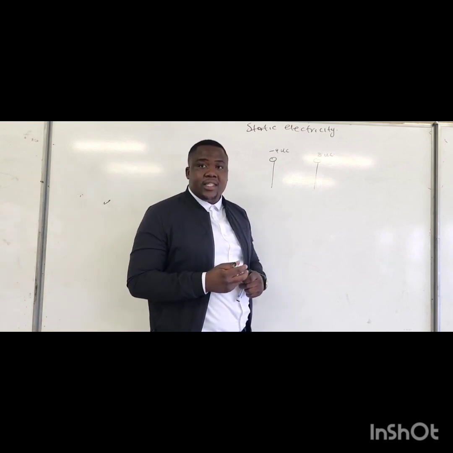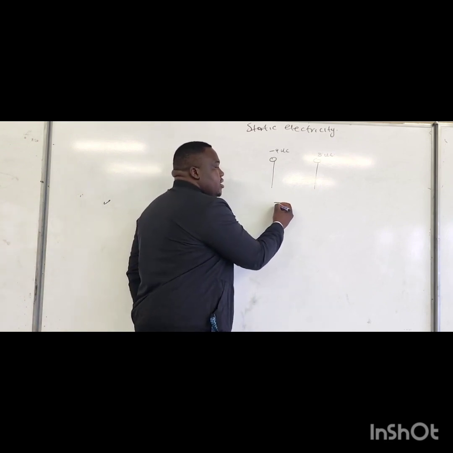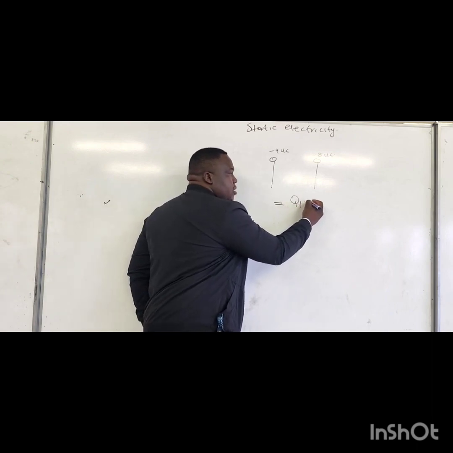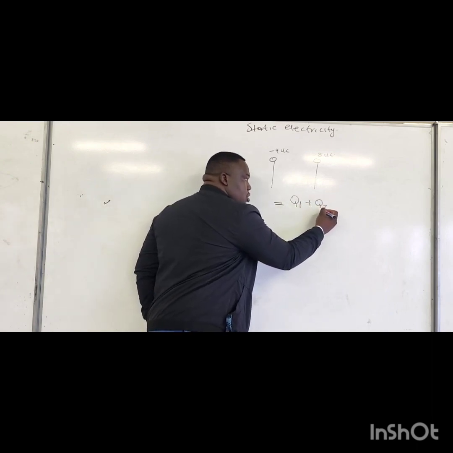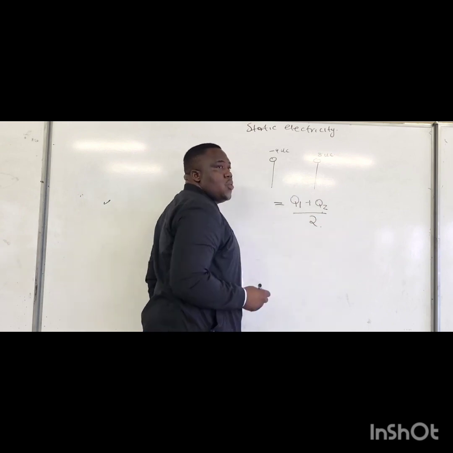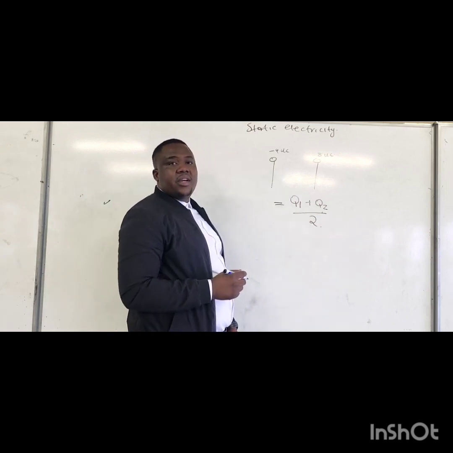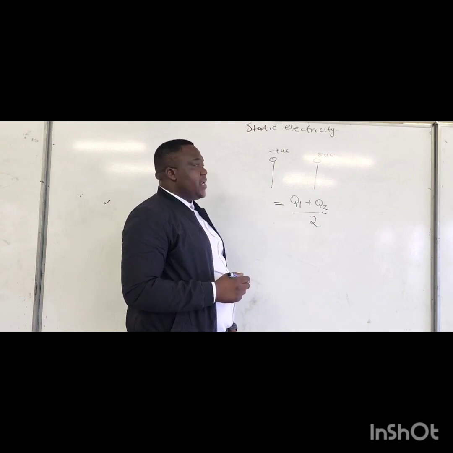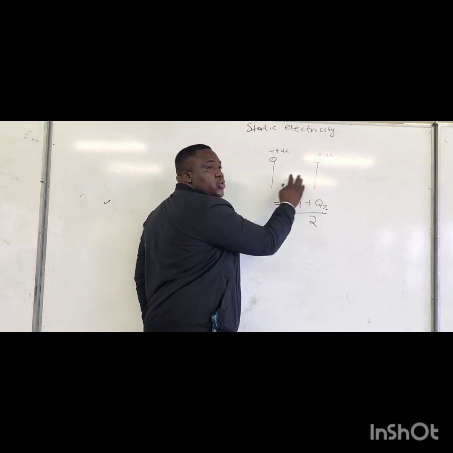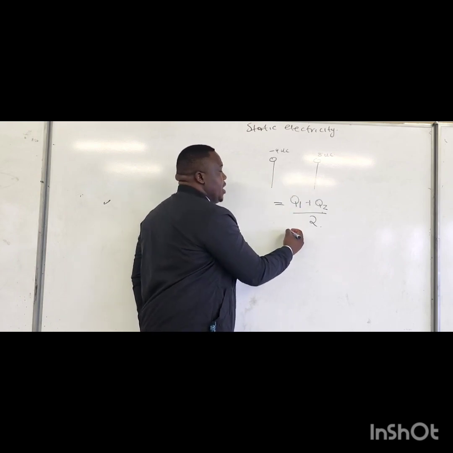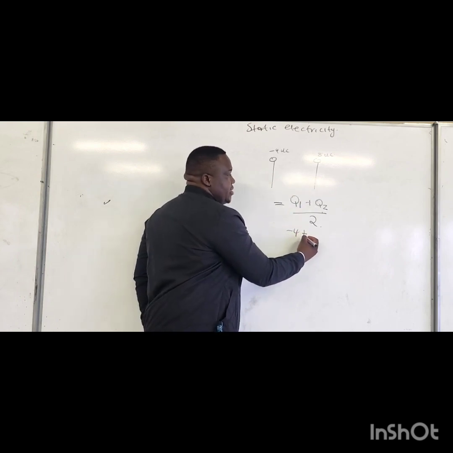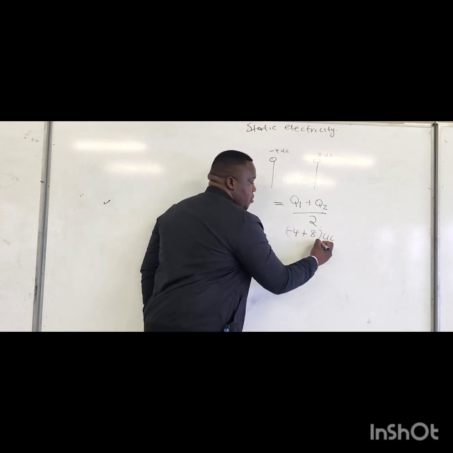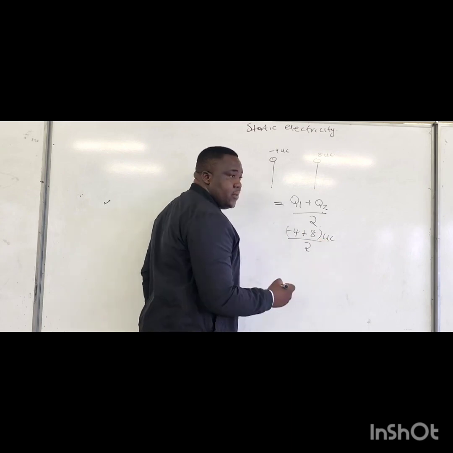So how do we do that? We say the charge on each is charge 1 plus charge 2 divided by 2. We'll get the charge which will be in each sphere after separation. So if we make these two attach, then separate them, it means we'll have minus 4 plus 8 microcoulomb, and we divide by 2.